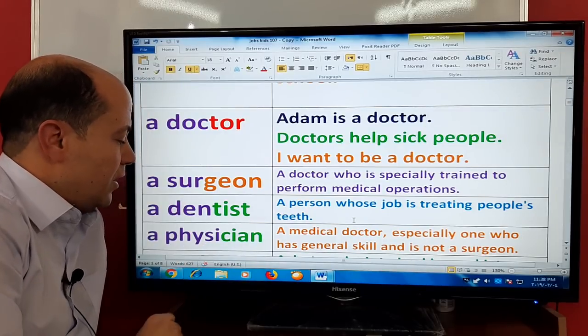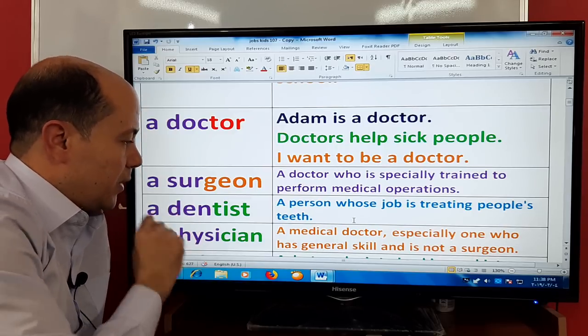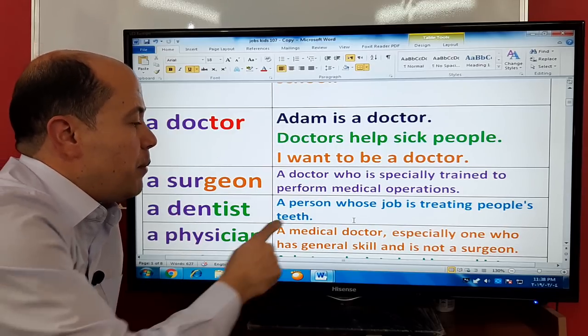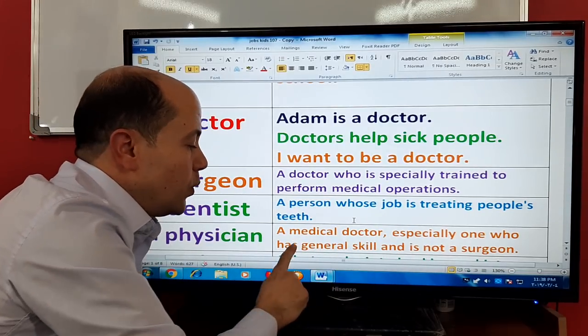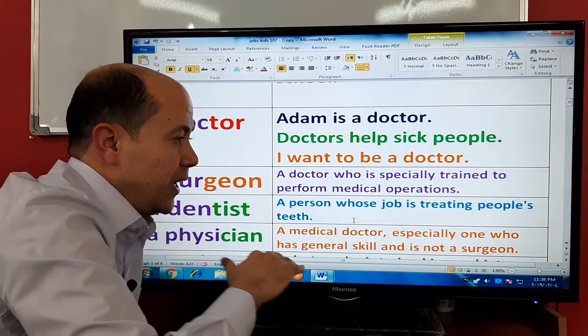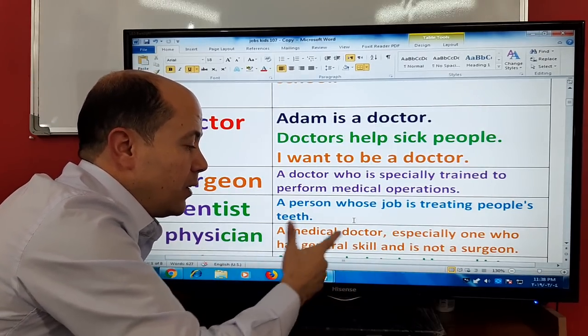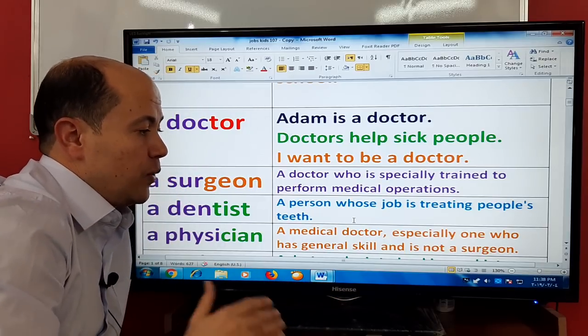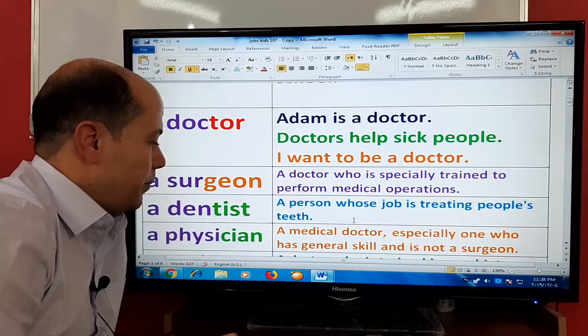A physician. We use this word in America. بنستخدم الكلمة دي في أمريكا. You know, a medical doctor, دكتور طبي, especially one who has general skill, الدكتور اللي عنده مهارات عامة, and not a surgeon, وليس جراح. Physician, طبيب عام.